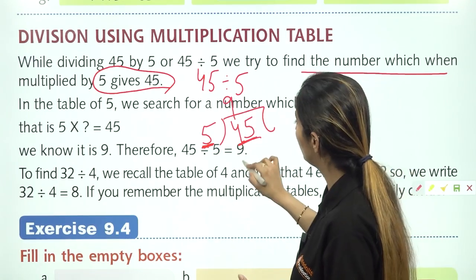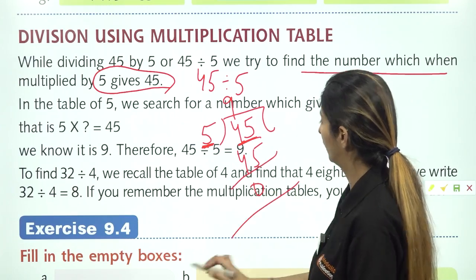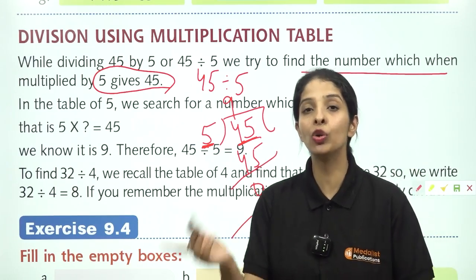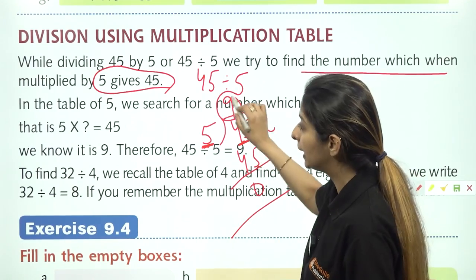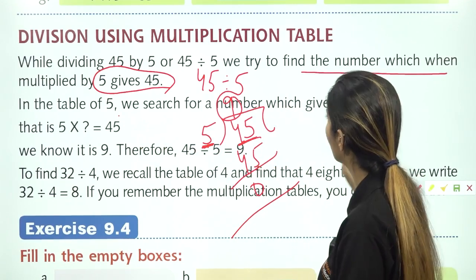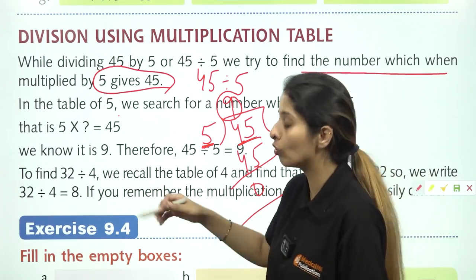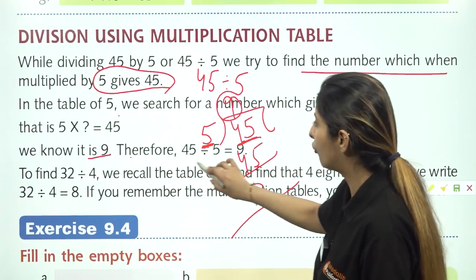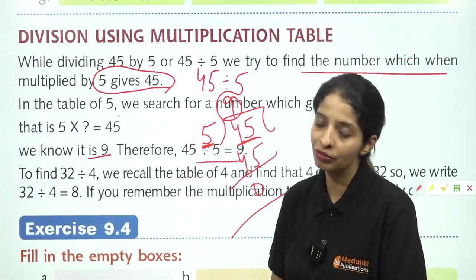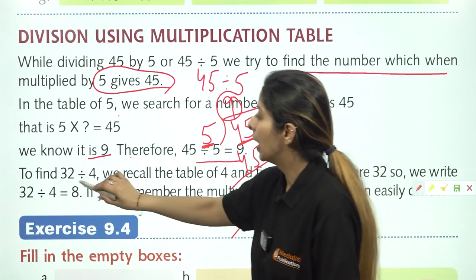So we simply do this. This is how we divide using the multiplication table or multiplication operation. So we get 9. In the table of 5, we search for a number which gives 45. Right? So in a way we are doing multiplication. We know it is 9. Therefore 45 divided by 5 is equal to 9.